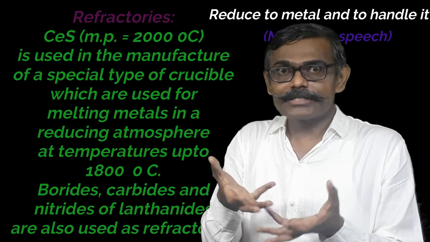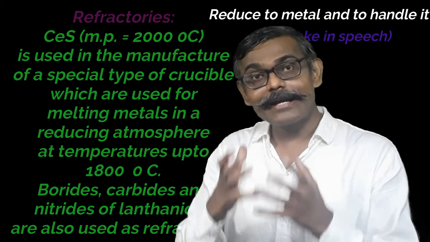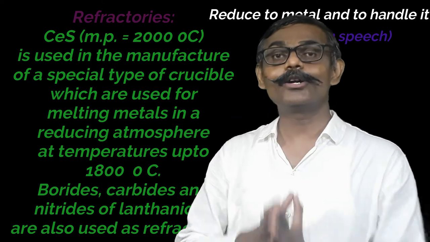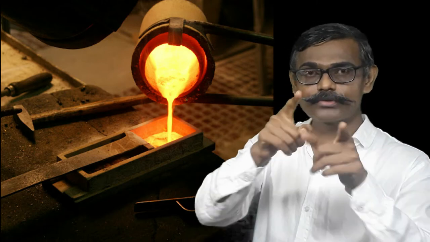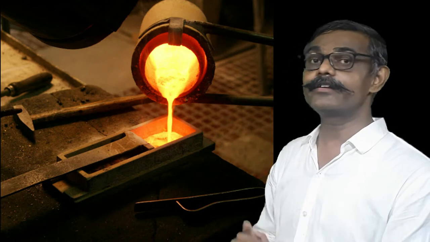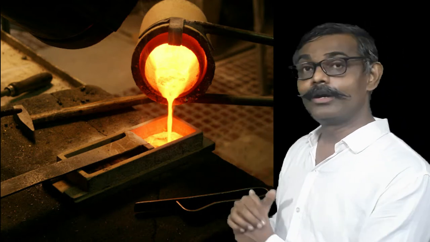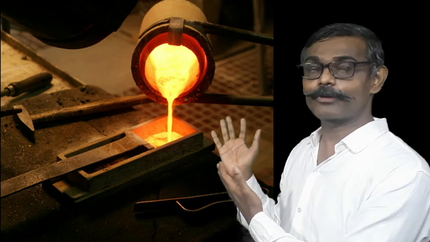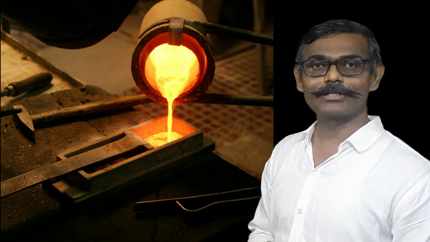And their metals means their borides, carbides and nitrides are used to prepare the crucible. Borides, carbides and nitrides of these lanthanoids are used to prepare the crucible, which are used in the refractories, which can work at 1800 degrees Celsius to reduce the metal. See how high the temperature is in the diagram. From the diagram you will understand at what temperature these crucibles can work.